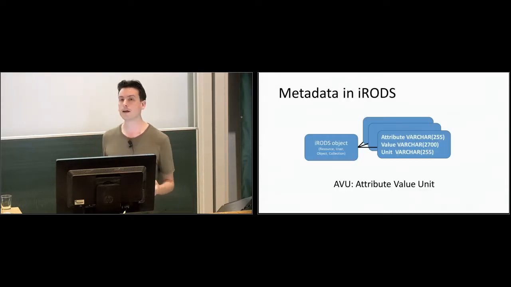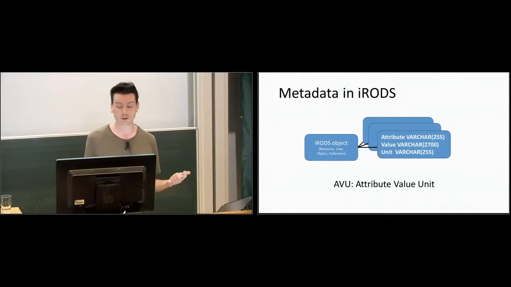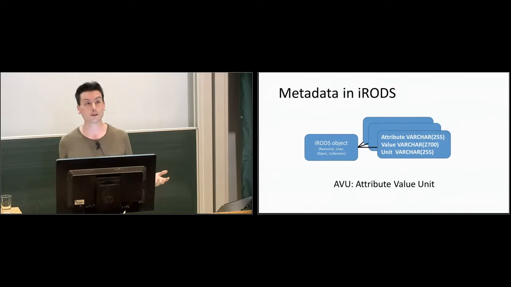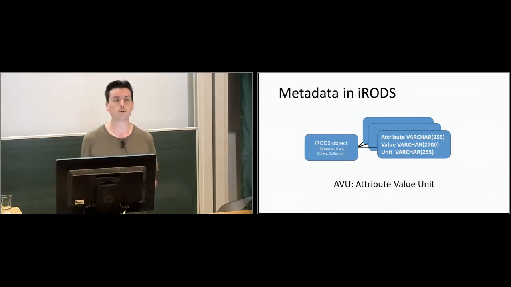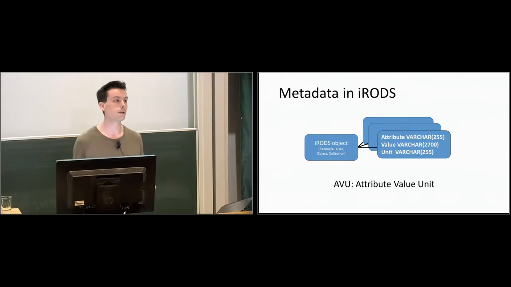So metadata in iRODS, what is currently in there? Actually, it's pretty straightforward. You've got your iRODS object. This can be a resource, a user, an object, or a collection, or even a custom type if you do such a thing. And you can add any number of AVUs to it: attribute, values, and units. So these are triples. You've got the attribute, the value, and the unit. Most of the time only the attribute and the value are used, but occasionally also the unit is being used.